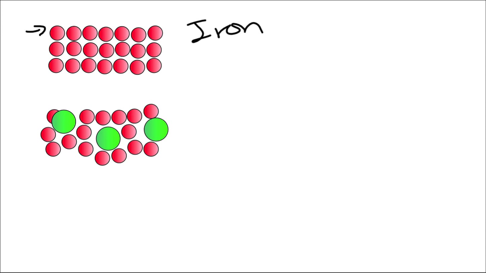Now in this second diagram here, what I've actually drawn is steel. And this is different because I have added some extra elements into them. Now different elements are going to be different sizes. So this destroys that layered structure. It's no longer that lovely, nice layered shape. It's just completely changed. And this means those layers can no longer slide past each other. So it's going to make it stronger. And this is an example of an alloy.